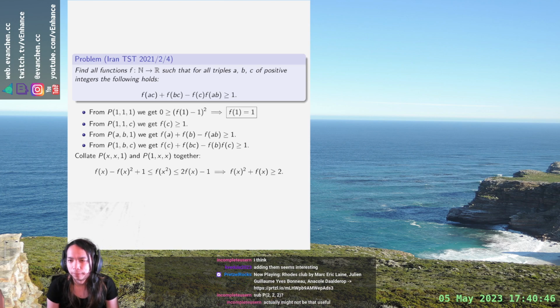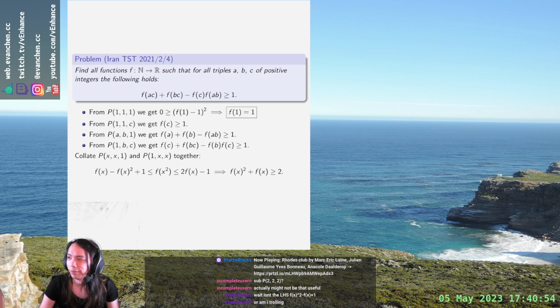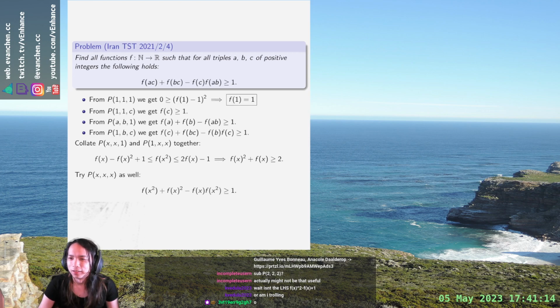P(2,2,2). Honestly, not a bad idea. Do we care about 2? Okay, we're going to throw in P(x,x,x) as well. And we get f(x)^2 plus f(x)^2 minus f(x)^2 is at least 1. Alright, no, sorry, this square goes on the inside. Okay, so this gives you something. It's like 2 minus f(x) times f(x)^2 is at least 1.